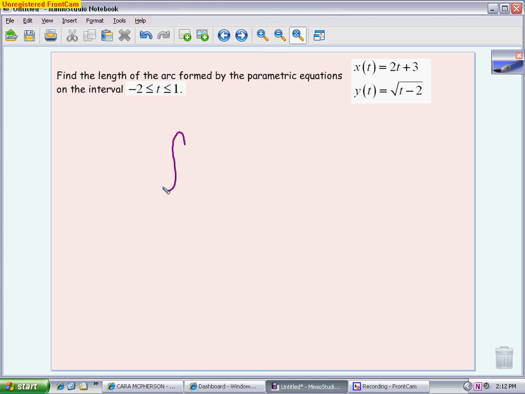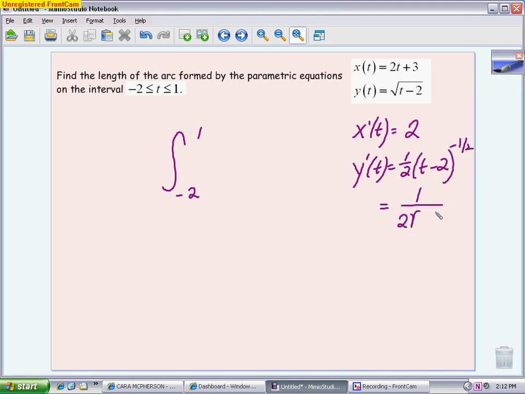So in this problem, we are integrating from -2 to 1. I am going to have to find dx/dt or x prime for this one and y prime. dx/dt would be 2, and dy/dt would be a chain rule, power out front, power 1 less. Derivative of what's inside is just 1, so I'm going to write it as 1 over 2 square root of t minus 2. So when I have my integral, it will be the square root of 2 squared, which is 4, plus 1 over 2 radical t minus 2, all squared.